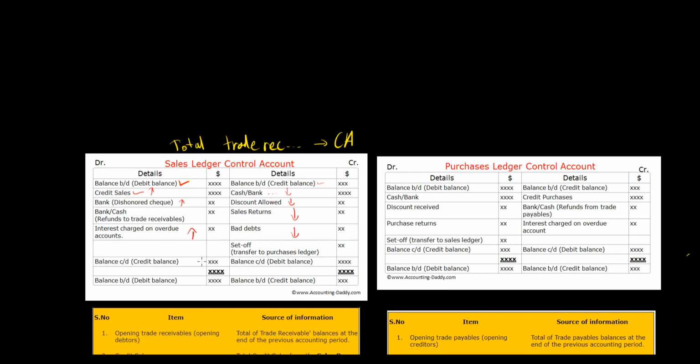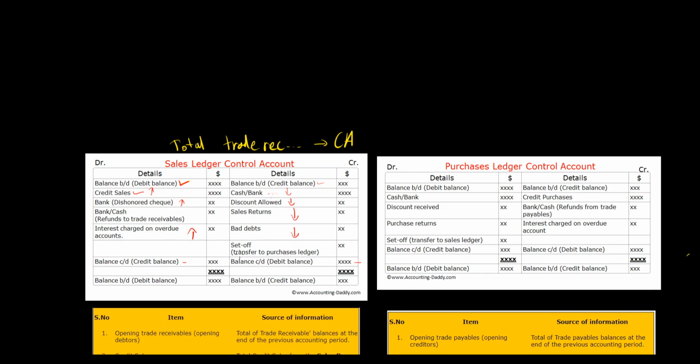And these are the balances of your ledger accounts. These will be given in the question. Balance c/d and balance b/d. The balance carried down will usually be given. So this is everything you need to know, all the entries you need to know about the sales ledger control account.